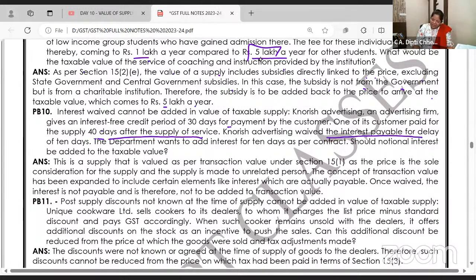Nourish waive the interest. The department wants to add the interest for 10 days. Should you add notional interest? Arey no, Baba. Late fees and interest, if they are waived. Do you all know what is waived? अरे ठीक है, जाने तो छोड़ दिया इस बार. अगली बार मत करना 10 दिन late. So we waive off, right?